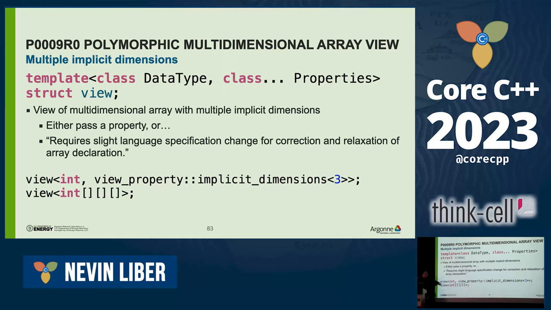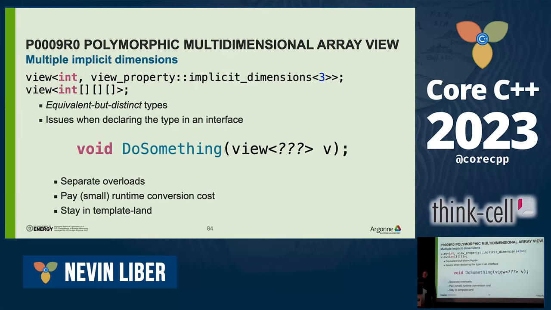But there's a problem with having properties, which is that these are different types, and they represent exactly the same thing, right? They're equivalent types, but they're distinct. Which means if I want to have an interface that takes something, what do I do? I've really only got three possibilities. Either I do separate overloads for each possible one, or I pay a small runtime conversion cost, which sometimes gets optimized out, or you stay in template land, right? None of those are desirable.